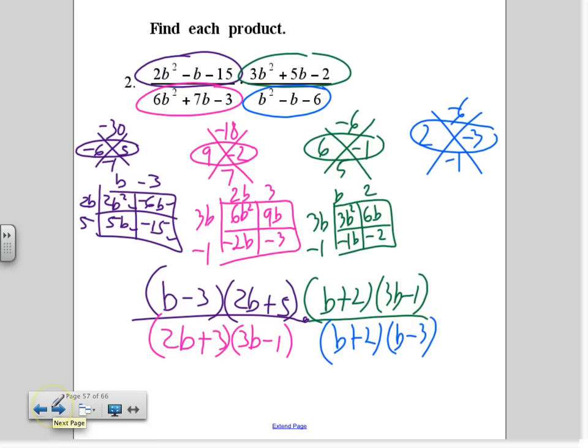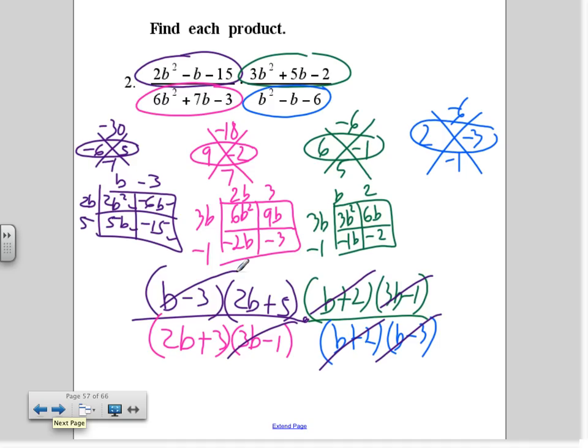Indeed. So now we can actually cancel. I just read the directions one last time to see if I need to find anything. No, I'm good. So let's take a look. Do we have anything in common? Almost everything. There's b plus 2 and b plus 2, gone. Next, 3b minus 1 and 3b minus 1, gone. b minus 3 on the top left and b minus 3 on the bottom right, gone. So is that it?